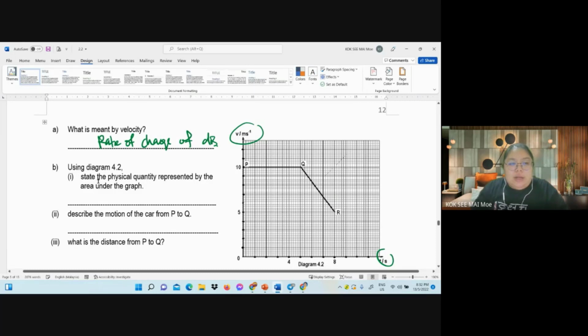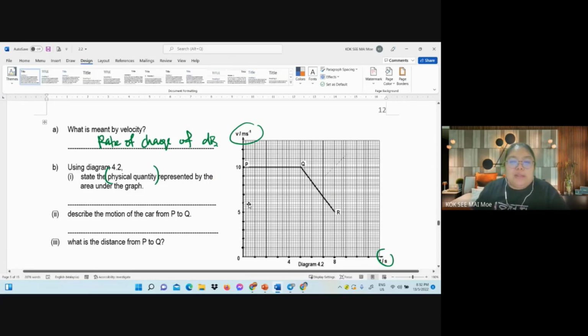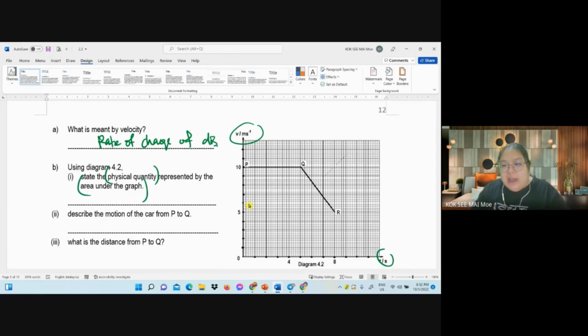Then after that, number 2, state the physical quantities. Physical quantity means mass lah, time lah, momentum lah, displacement. This one we call physical quantities, represented by the area under the graph. Okay, VT graph, area under the graph is supposed to be displacement.